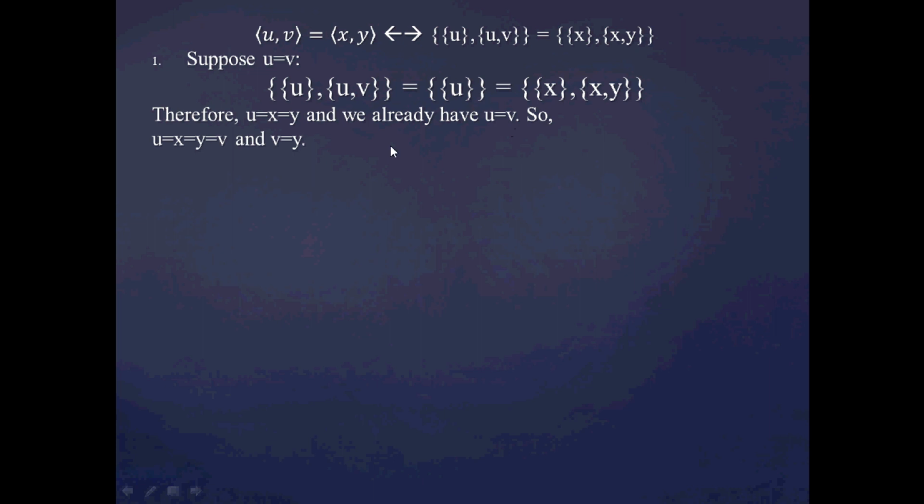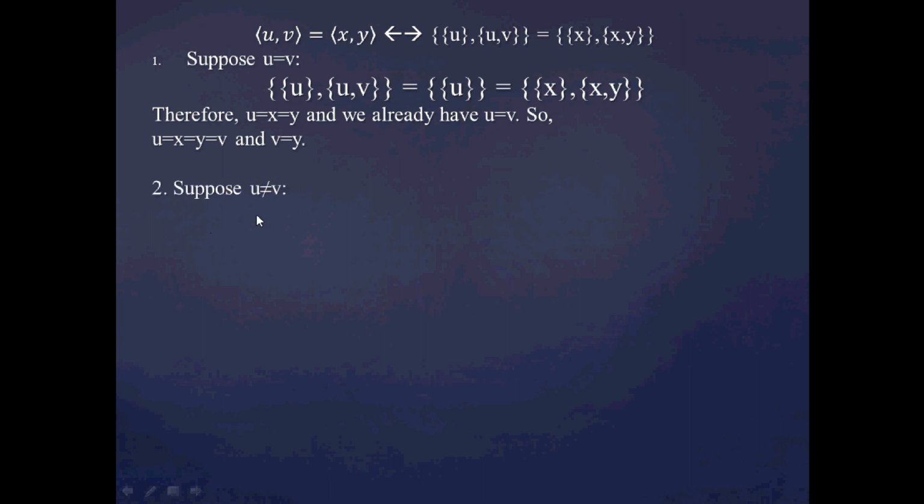So that means we have the two equalities that we need to complete that section of the proof. We have that u is equal to x, which is right here, just u is equal to x, and that v is equal to y. So that means if u is equal to v, then we have those two properties that we need. That the first components have to be equal, u is equal to x, and that v is equal to y.